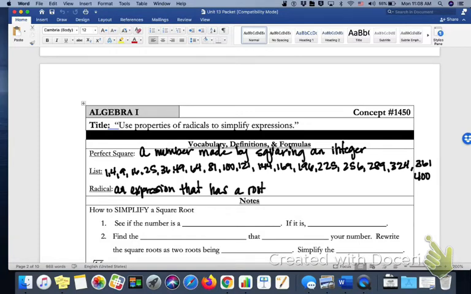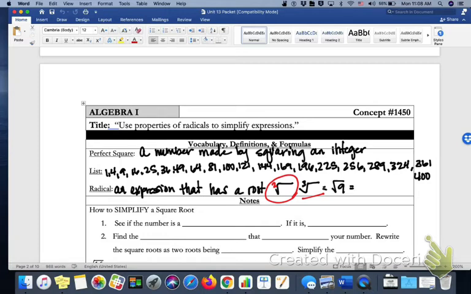A radical is an expression that has a root. There's a symbol for root, and we call it a square root. We call it a square root because it is going to say what number times itself. Notice there's not a 2 here, but it is implied that that is a square root. We also have a cube root and a fourth root, but we're going to be focusing mainly on the square root.